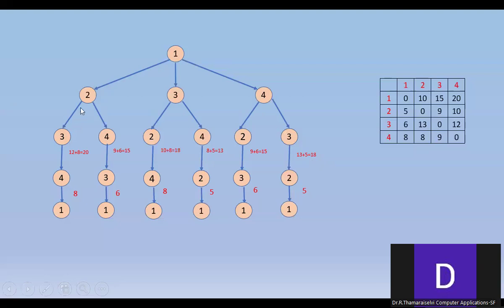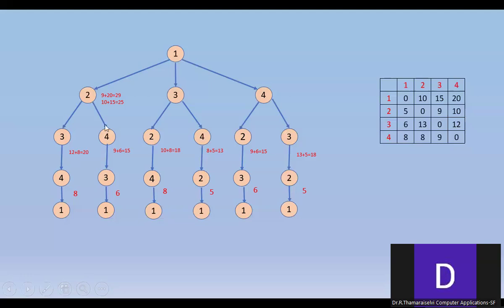Okay, and go back to this 2. We have visited 3 to 4, 4 to 1, and 2 to 3. So you have to calculate the cost from city 2 to 3 to 4 to 1. What is the cost of 2 to 3? 2 to 3 is 9. So 9 plus 20 is 29. Right? Next, 2 to 4 is 10. So 10 plus 15 is 25.